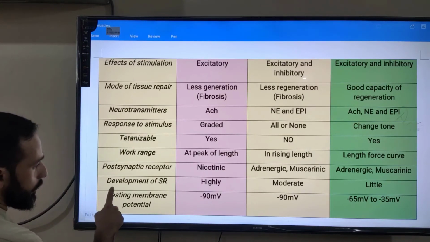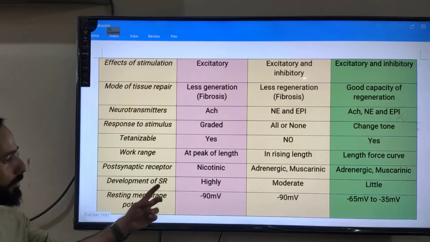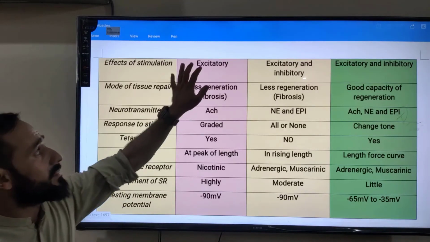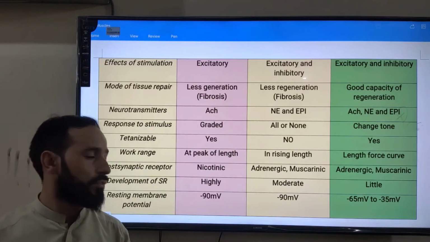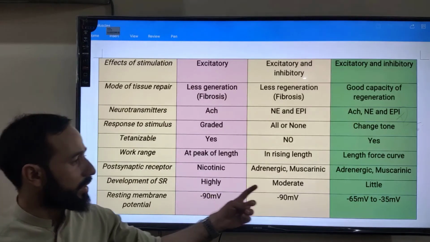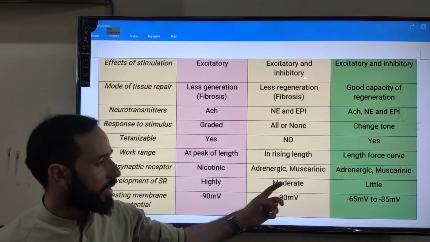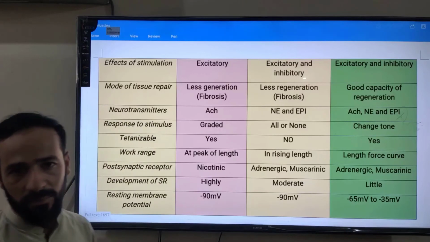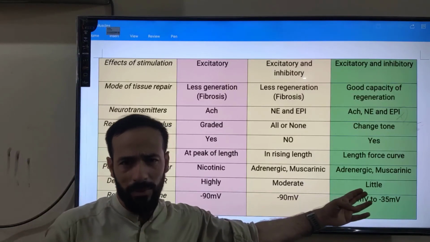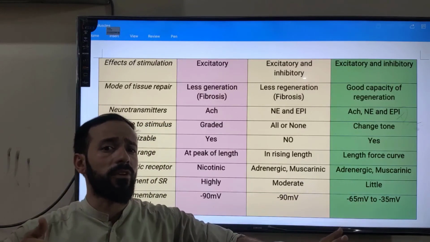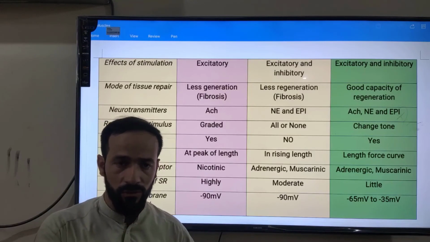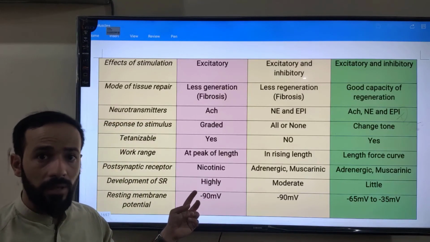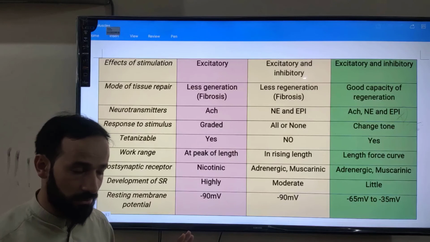Next, development of sarcoplasmic reticulum. In the skeletal muscles, you have lots of sarcoplasmic reticulum. Here they have moderate, and here they have very little sarcoplasmic reticulum, because they don't need it, because calcium will influx from the extracellular fluids, but they store calcium in the sarcoplasmic reticulum.